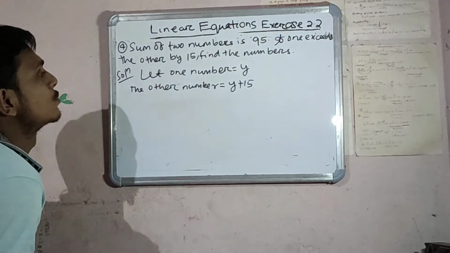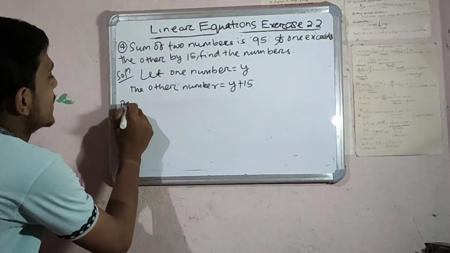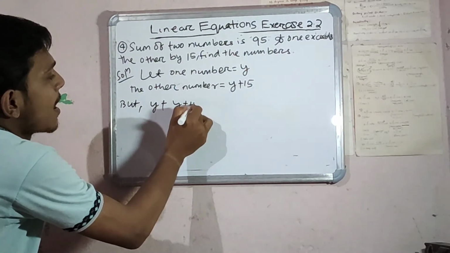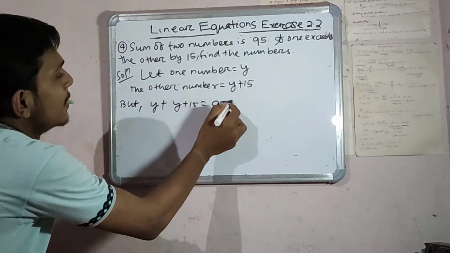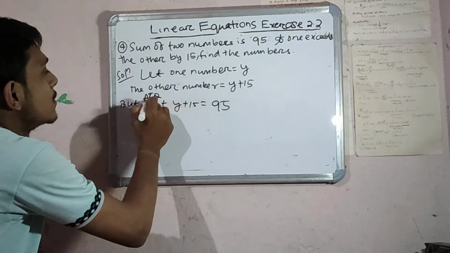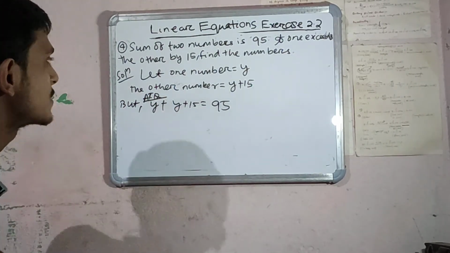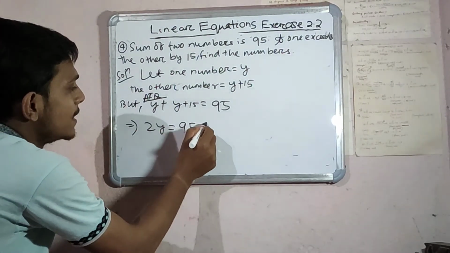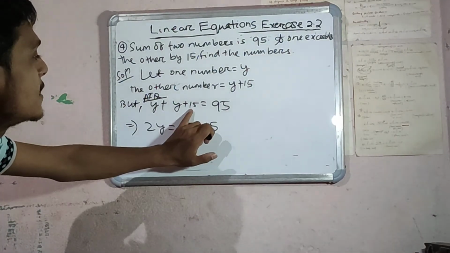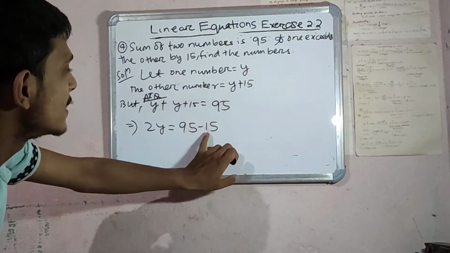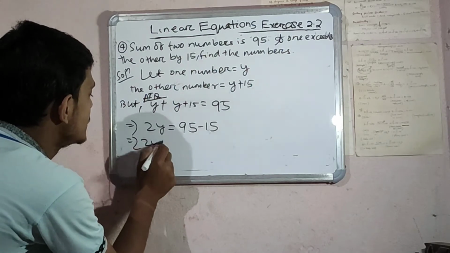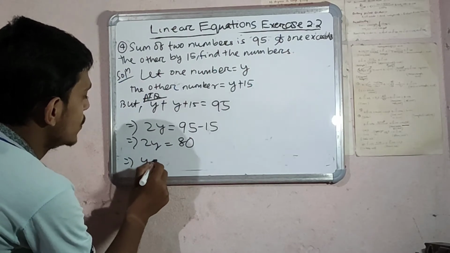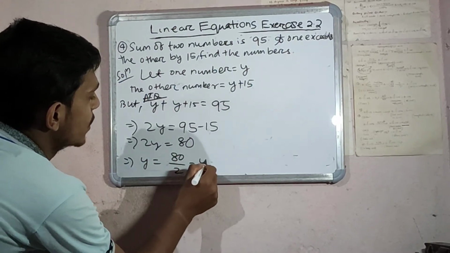So further, the sum of two numbers, that is y plus y plus 15, is equal to 95. It is given according to the question. Sum of two numbers is 95. That is 2y is equal to 95 minus 15, because 15 is added, it changes the side and is subtracted. That is 2y is equal to 80. So y is equal to 80 upon 2, that is 40.